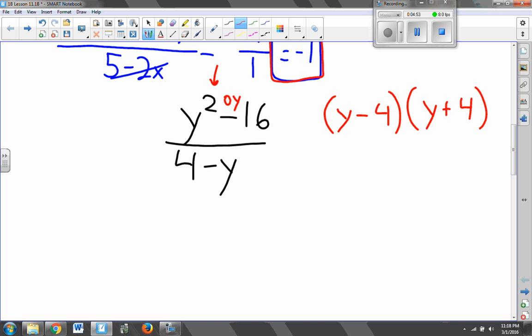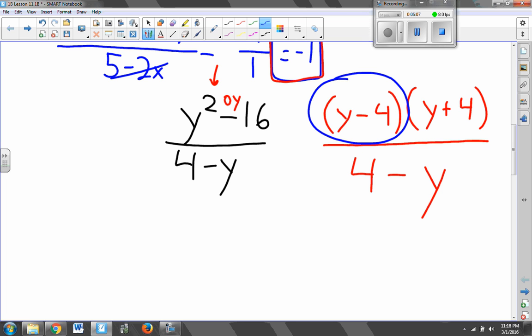y minus 4 times y plus 4 in the bottom now is 4 minus y. Now, at this point, I can't cancel anything, but I want you to notice that this factor here, y minus 4, and this factor here, 4 minus y, are exact opposites of each other. One has a negative y and a positive 4, the other has a positive y and a negative 4.